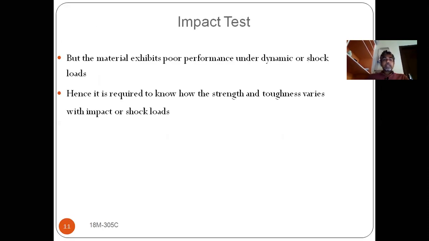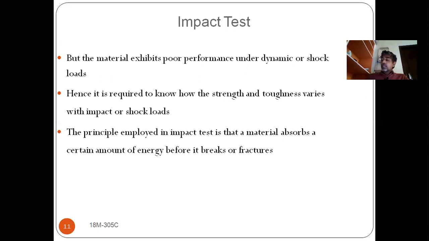So what is impact strength? See here. A material may exhibit poor performance under dynamic loading or shock loads. Sometimes, as I told you, they may exhibit good strength at static loading, but not at dynamic loading. They may be poor and fail at an early stage. Here it is required to know how strength and toughness vary with impact loads or shock loads. How the strength varies when shock or impact loads act on it, we should know.